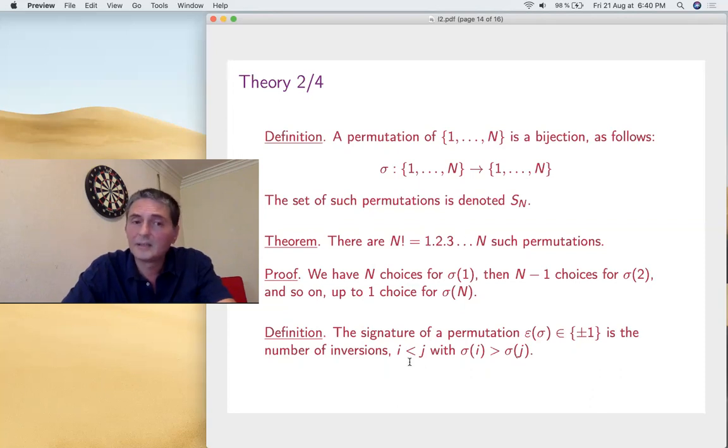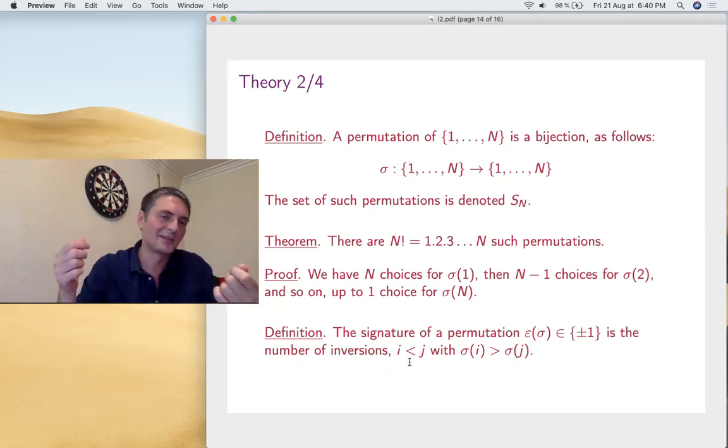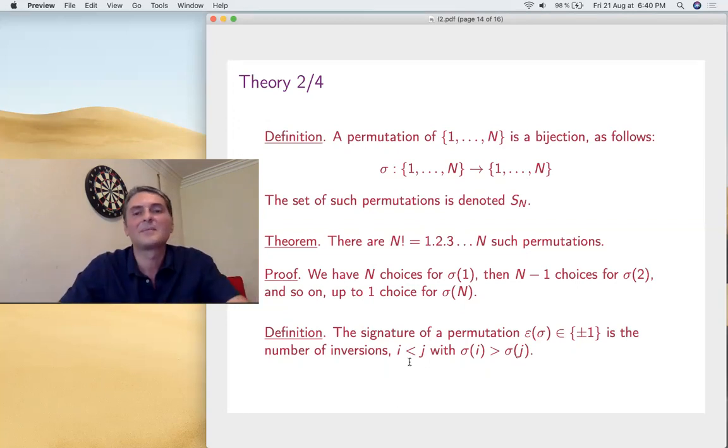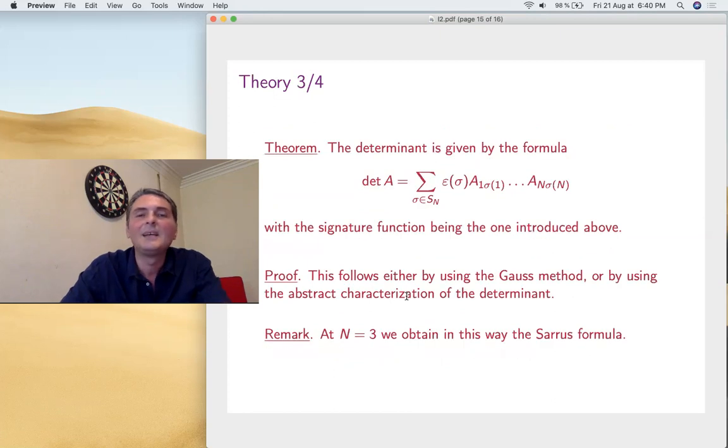Now, let's define the signature of a permutation through the number of inversions. By inversion, I mean you take i smaller than j, and then you look at sigma of these guys. If sigma of i remains smaller than sigma of j, nothing happens. But it can also get inverted, right? The signature is minus 1 to the number of inversions, as in the typo here. So if the number of inversions is odd, the signature is minus. If the number of inversions is even, the signature is plus.